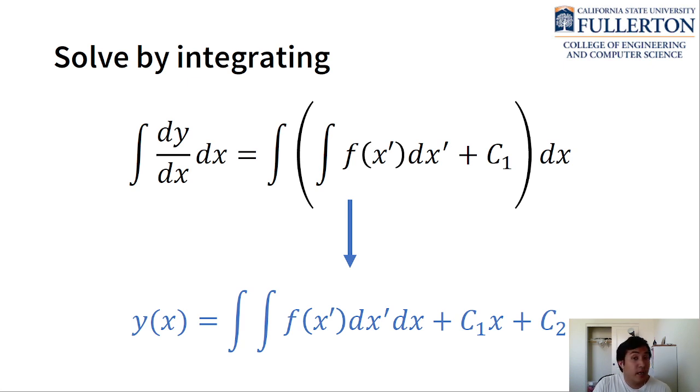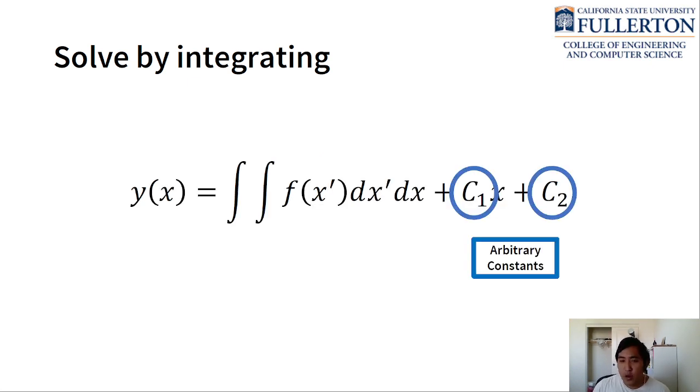And then since, again, we're doing an indefinite integral, we end up with another arbitrary constant, c2. Okay? And so you might be asking, what are these arbitrary constants, c1, c2? So, this equation here isn't the final answer, and so in order to get a specific answer to this, we have to solve for c1, c2.